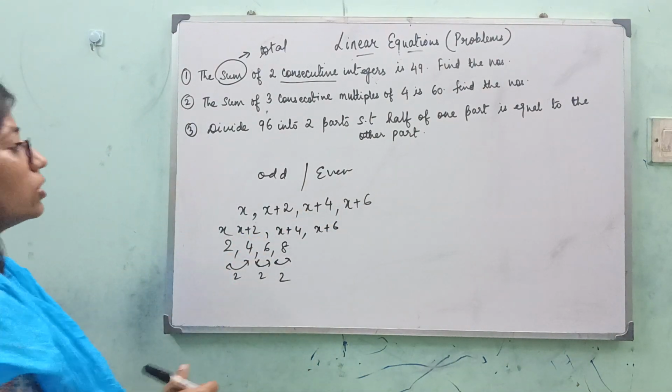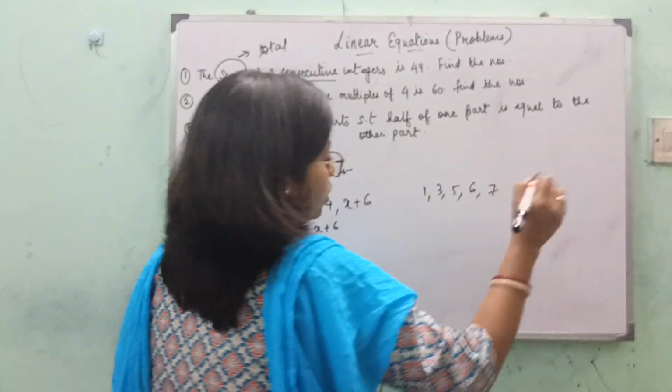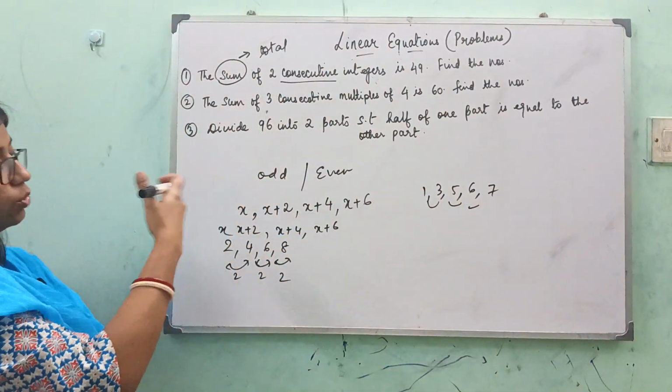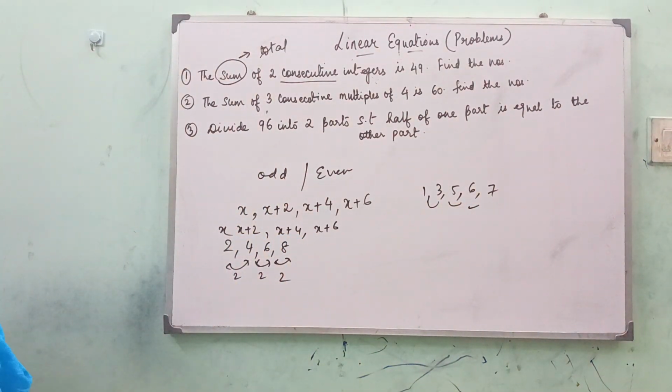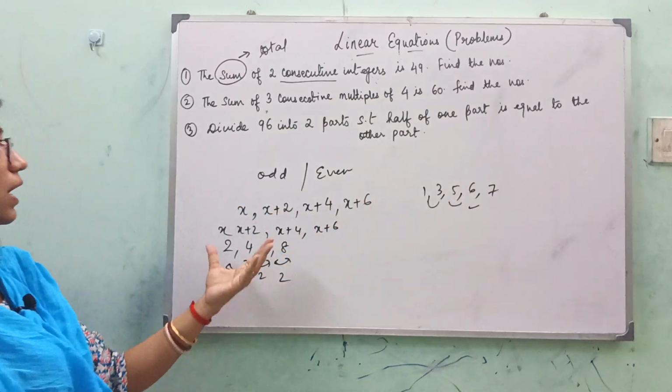So odd numbers also. What are the odd numbers? 1, 3, 5, 7 and so on. This is also the same thing because they are also differing by 2. So you can take x, x plus 2, x plus 4 and so on. Now you will have a doubt, ma'am, how can both of them give me the answers?